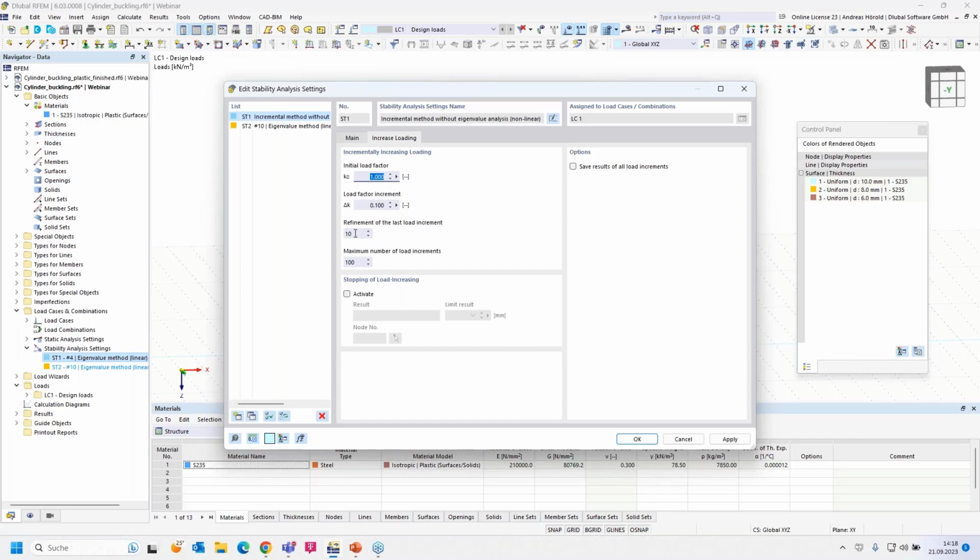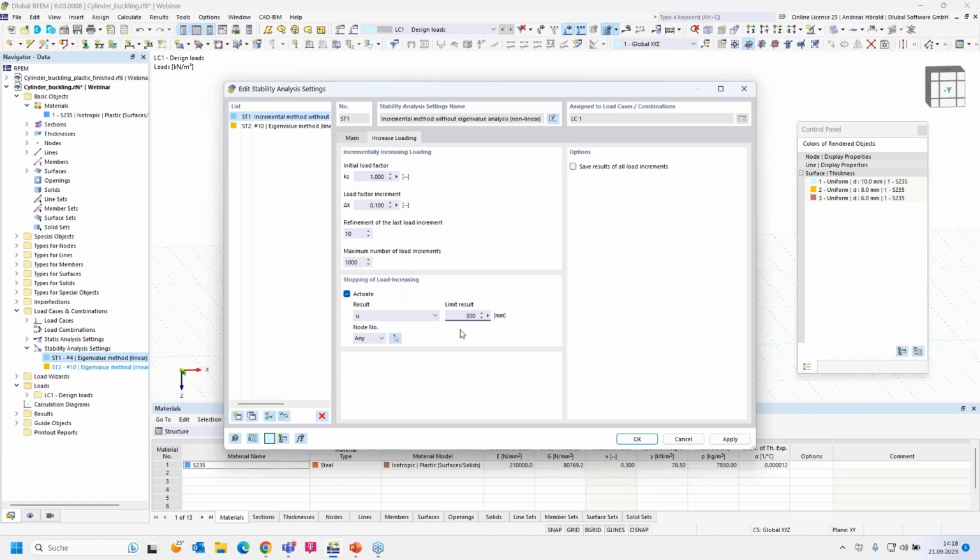Then the refinement for the last load increment, 10. But we change the maximum number of load increments to 1000. And I activate that the program should stop increasing the load if the deformation is higher than 300 millimeters.